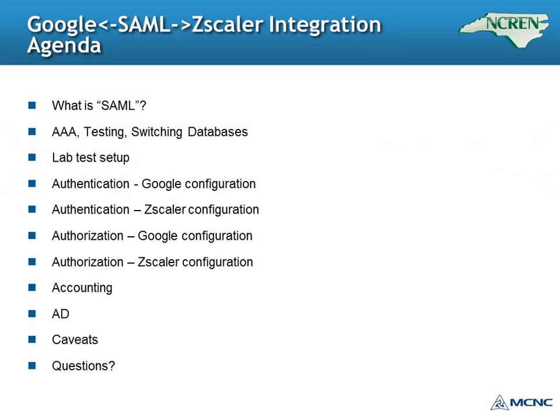Here's a list of what we'll be covering. We'll be having a discussion of SAML, the Google and Zscaler setup for AAA, those being authentication, authorization, and accounting. Briefly, how this could be integrated with Active Directory, and things to watch out for in using SAML with Google.